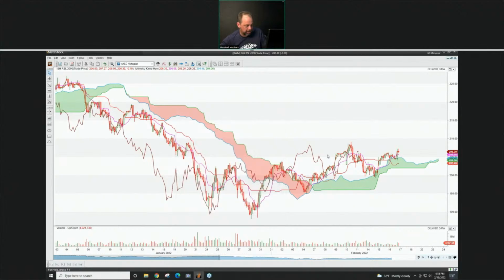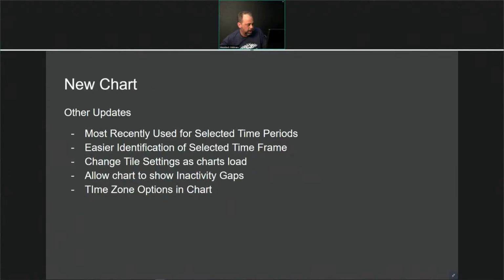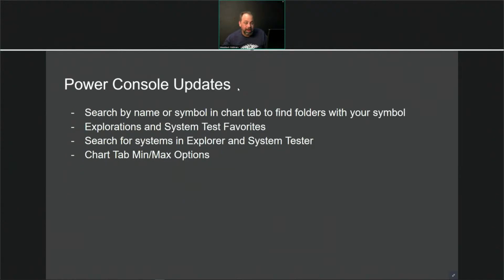Let me go ahead and close this out. So, most recently used for the time periods, these are identification. I really like that, how you can actually see what it is; it's way easier to identify. Changing the tile settings as the chart loads, showing inactivity gaps, showing time zones in the charts. Very, very cool stuff that's been added. Okay, and that is charting in a nutshell. That's basically the additions or the things that they've added to charting.